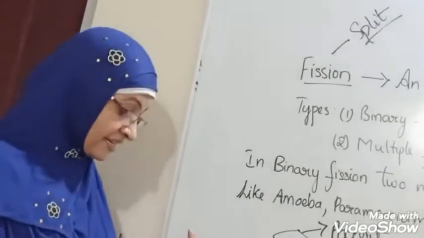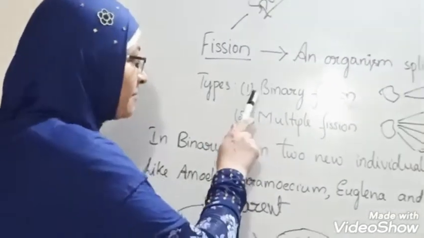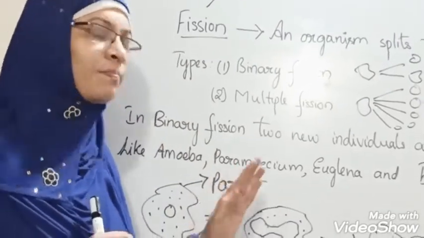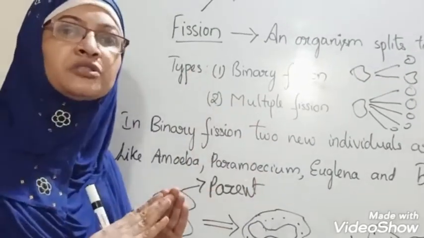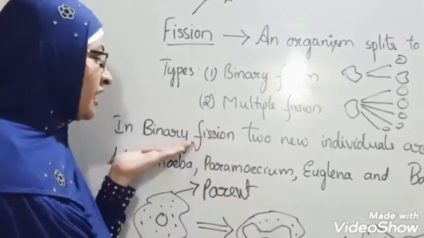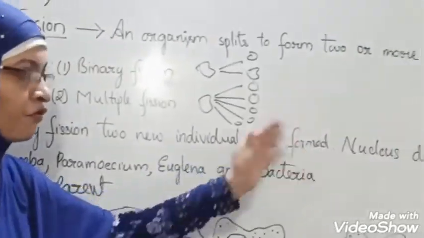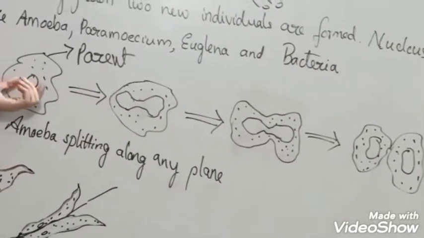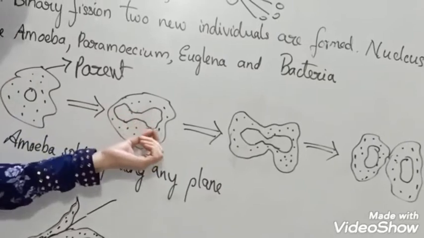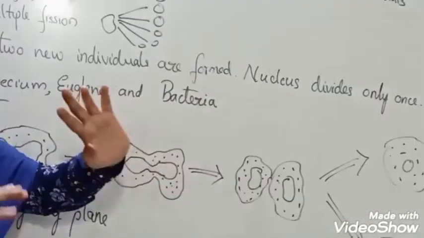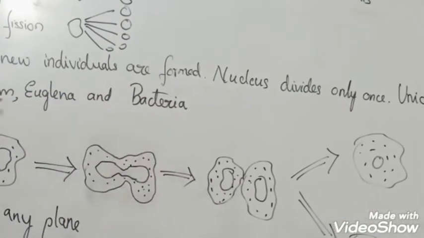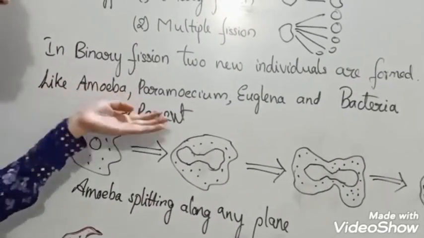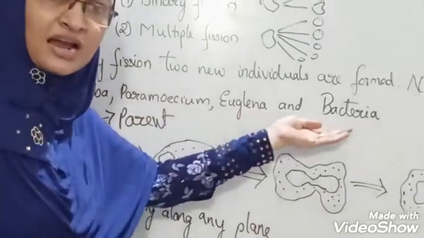Understood, children? Once again I am repeating, what is binary fission? Bi means two, and fission means one cell dividing into two. So binary fission happens only when the conditions are favorable. In binary fission, two new individuals are formed. The nucleus divides only one time. You can see here in this example, the nucleus of the amoeba getting constricted and dividing only once. It is not dividing twice or thrice. You can see this in amoeba, paramecium, euglena and bacteria.